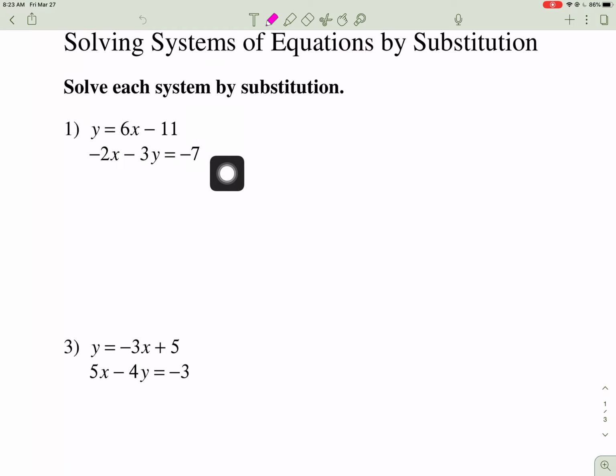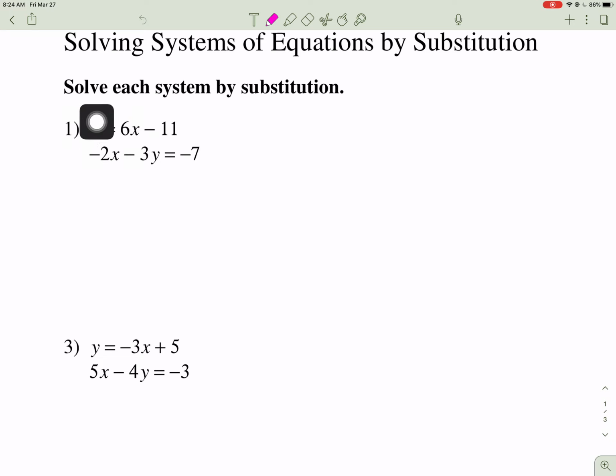If you look at these two equations, a dead giveaway that substitution is the best method is if one of the two equations is in either x equals or y equals form. Here, this top one is in y equals form: y equals 6x minus 11. If we try to solve one of these equations, you have two variables, it doesn't work. So our goal is to get rid of one of the variables.